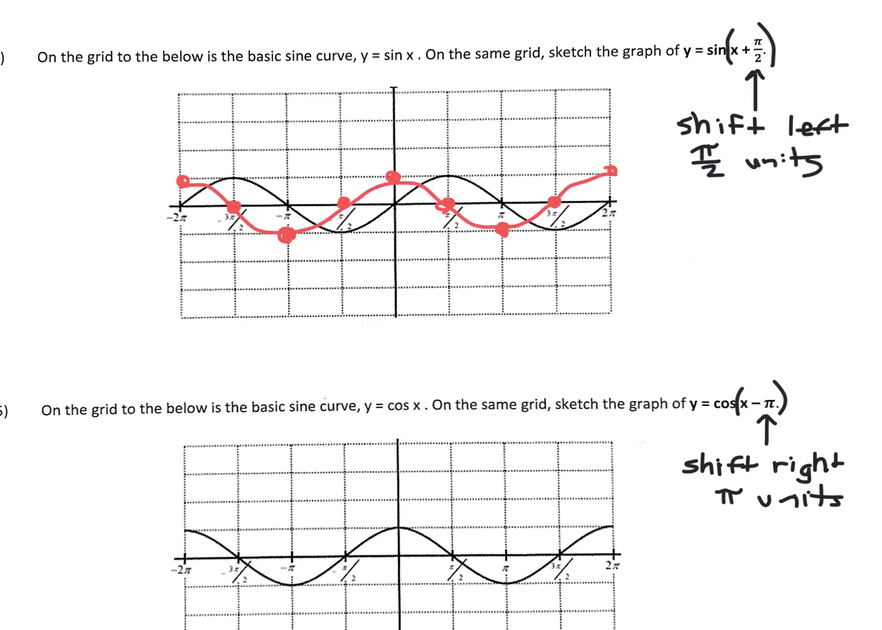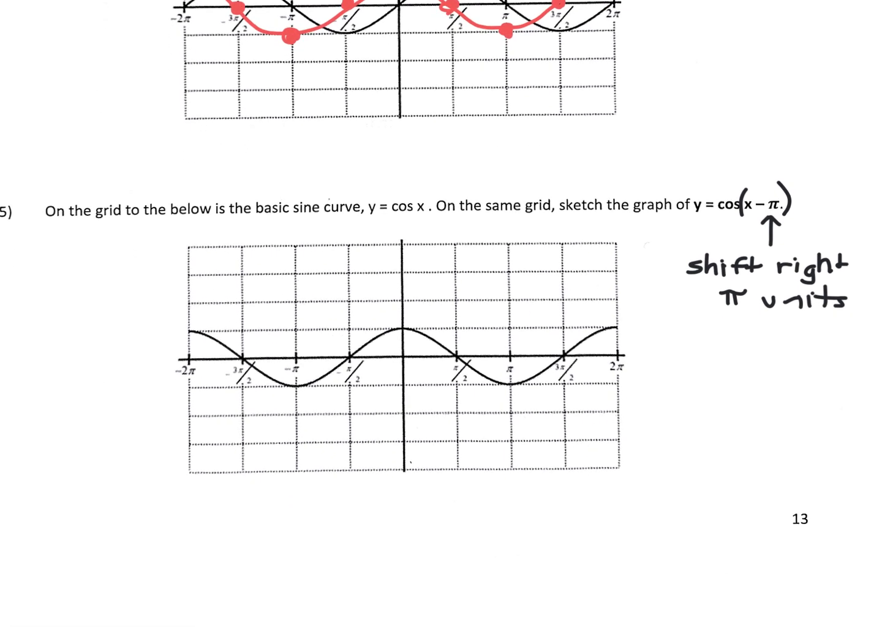Now, what you may notice is that this equation, isn't that the same thing as our basic cosine curve? So when you take a sine curve and shift it pi over 2 units left, we wind up with the cosine curve. Okay, now let's do the same thing down here.